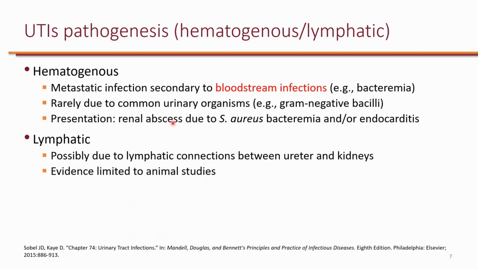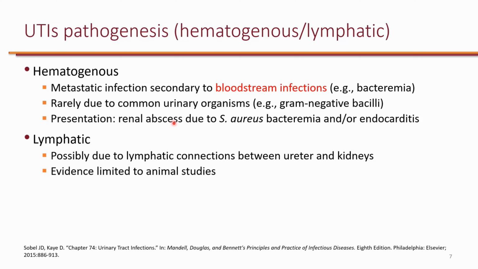In general, there are three ways to get urinary tract infection. The first way is through the ascending pathway, which I just described, with the bacteria translocating from the gut to the urethra and ascending to the bladder and then to the kidneys and eventually to the blood.